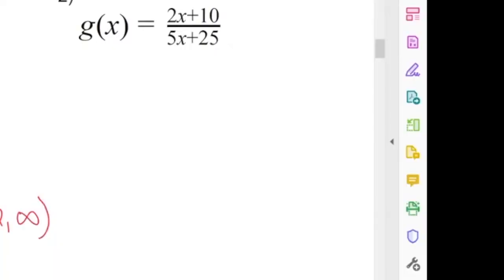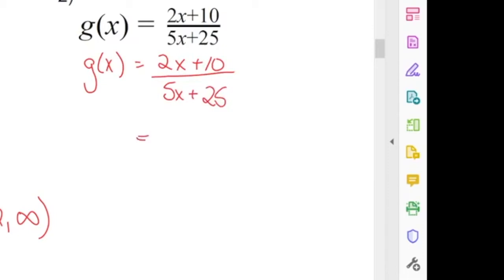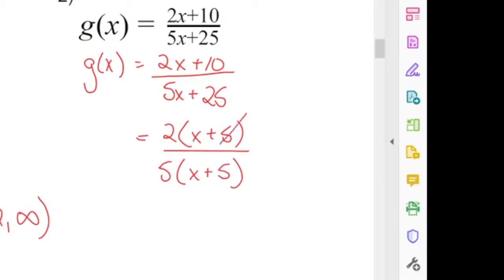Let's try this next one. Start by writing the equation, and then we will factor the numerator and the denominator. There's a 2 that you can take out of the numerator, and there's a 5 that you can take out of the denominator. And instead of being able to cross off a constant top and bottom, we'll be able to take off x plus 5 from the top and the bottom. So g of x equals 2/5.